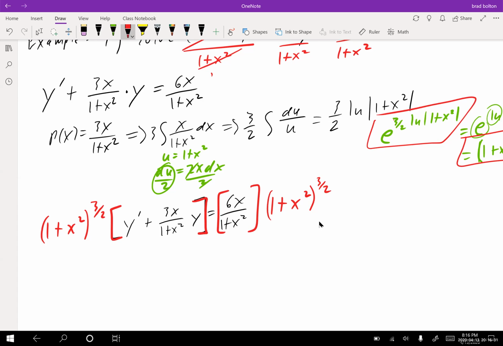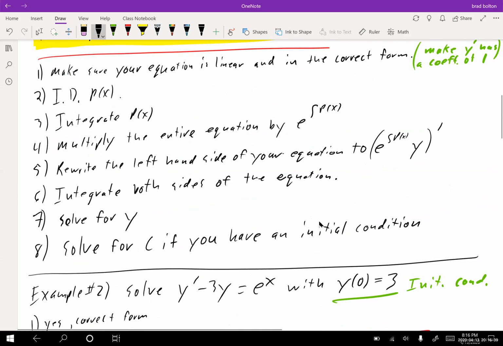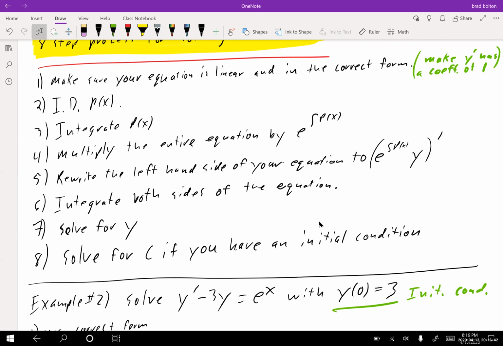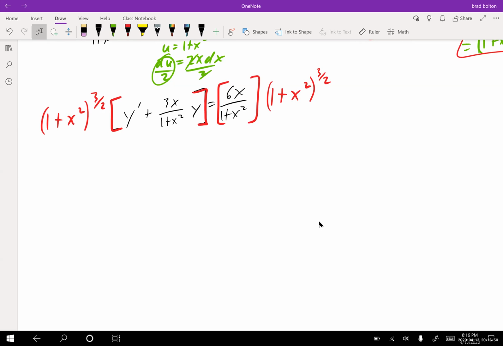Now, remember, here's the rub. When you go from step 5, so we're going to go back up here. It says rewrite the left-hand side of your equation to e to the integral of p of x times y. So I'm just going to trust that that's what it is. So my e to the integral of p of x, which was this guy, I'm just going to rewrite this as 1 plus x squared to the 3/2 power times y prime. That's what the technique tells us to do.